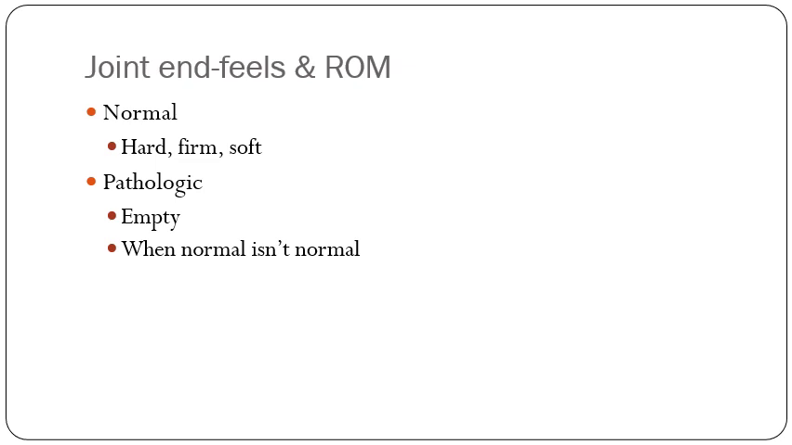So what I want you to do is think about the different joints and the end feels that you have. Hard is usually when you're going to have two bony surfaces come together. So if you have two bony surfaces coming together, that's a hard end feel. A firm end feel is usually when you have soft tissue stretch. So if you get soft tissue stretch, that's a firm end feel.